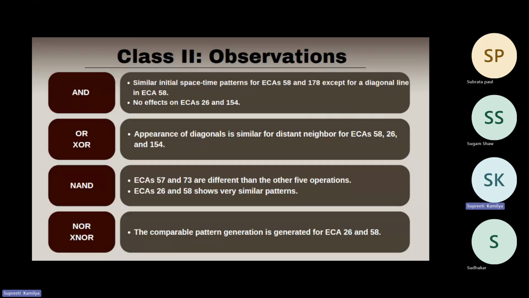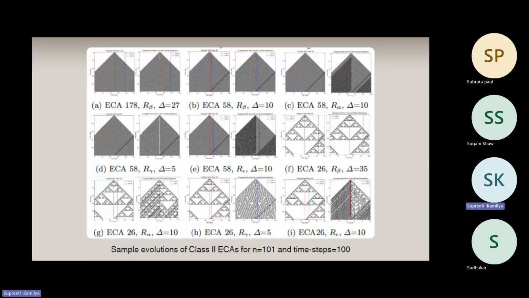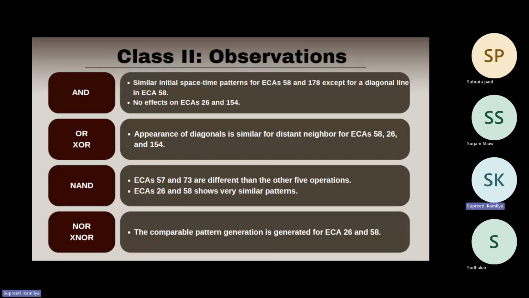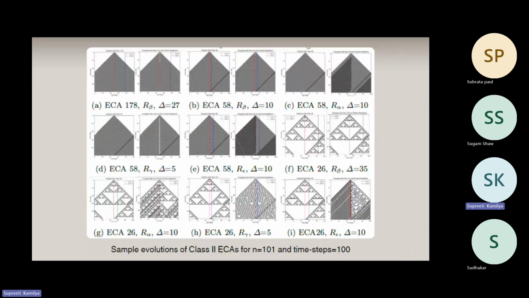For OR and XOR, the appearance of diagonals is similar for distant neighbors for 58, 26 and 154. And for NAND, there are 57 and 73 that are different from the other five operations. 57 and 73 seem to be very unique for the other five operations, but for NAND, they seem to be very simple and there were no differences observed. For ECA 26 and 58, there is a comparable pattern generation for the NAND operation. And for NOR and XNOR, there is a comparable pattern generation for ECA 26 and 58 as compared to NAND here. So that can be observed here as well.